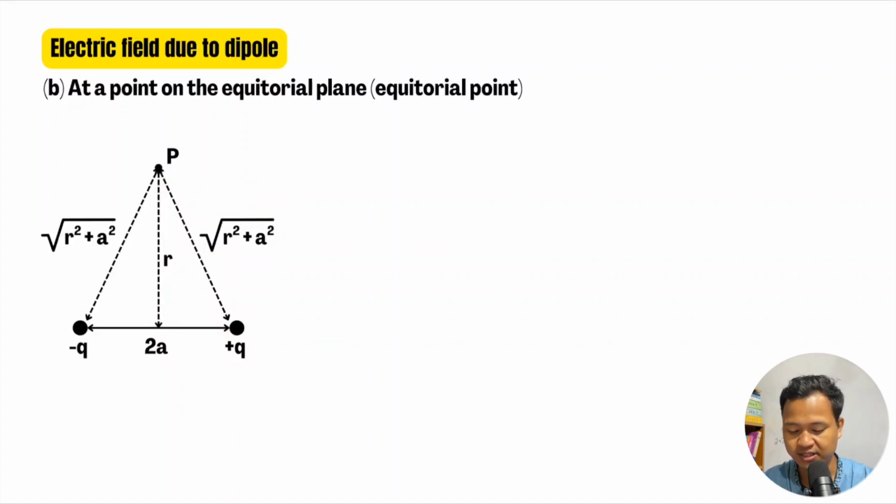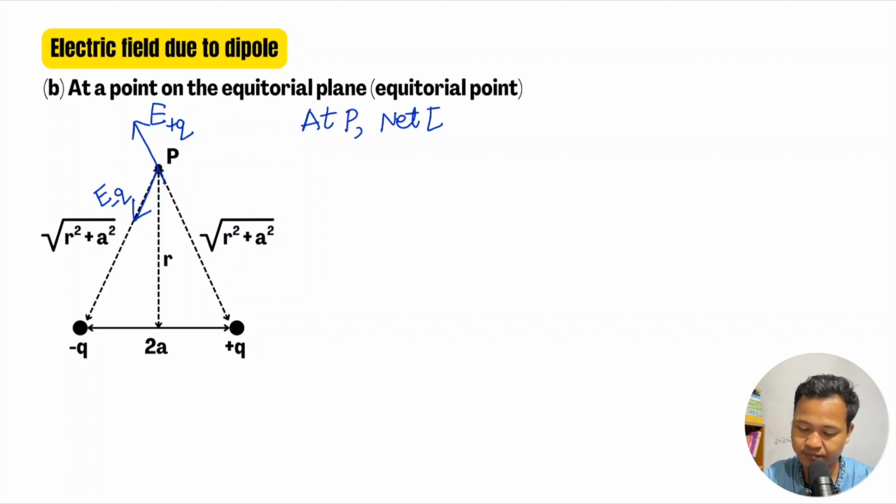Then at point P, the electric field due to minus Q is towards the charge, and the electric field due to plus Q is away from the charge, so it should be along this side. Then at point P, the net electric field: E net is E due to plus Q plus E due to minus Q.